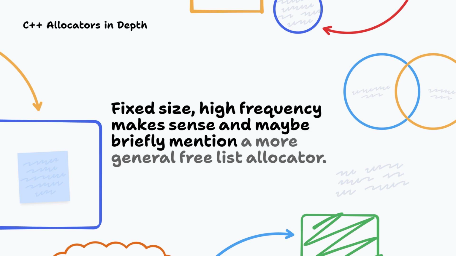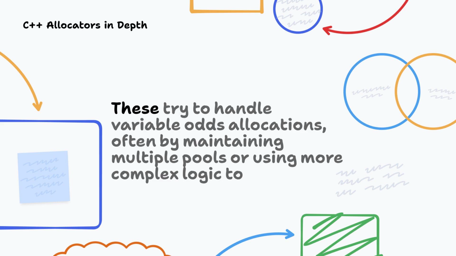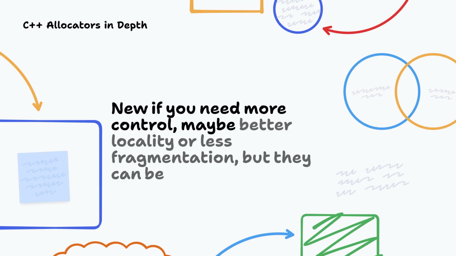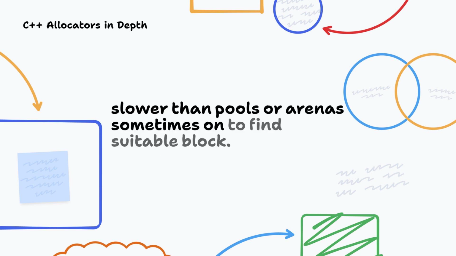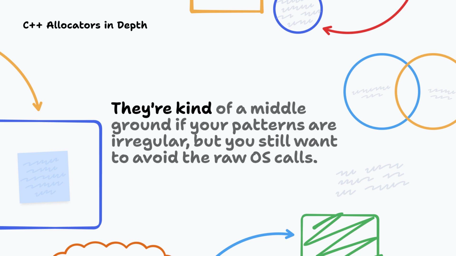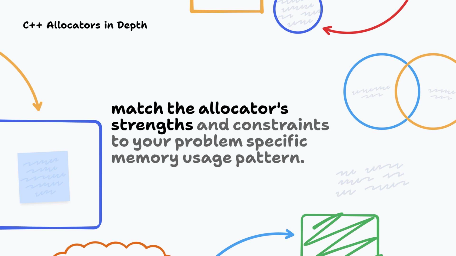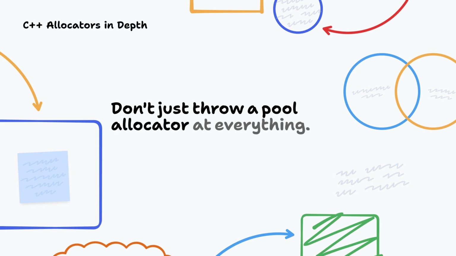And maybe briefly mention a more general free list allocator. These try to handle variable allocations, often by maintaining multiple pools or using more complex logic to find fitting blocks. They're generally better than the default malloc/new if you need more control, maybe better locality or less fragmentation, but they can be slower than pools or arenas, sometimes O(N), to find a suitable block. They're kind of a middle ground if your patterns are irregular, but you still want to avoid the raw OS calls. So it's really about analyzing your memory needs for a specific part of your code. Exactly. Match the allocator's strengths and constraints to your problem's specific memory usage pattern. Don't just throw a pool allocator at everything.